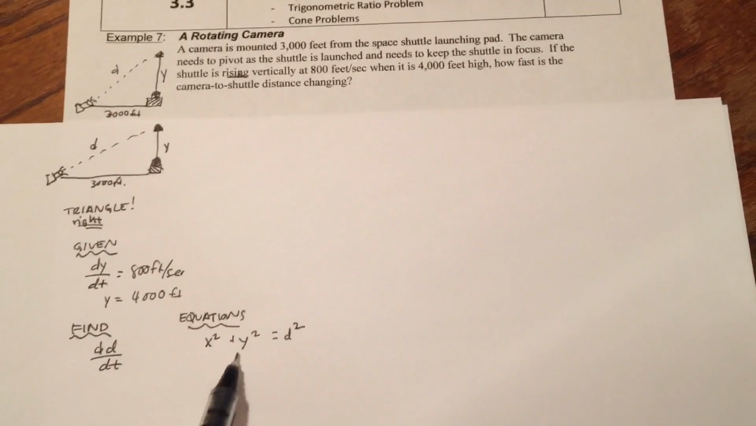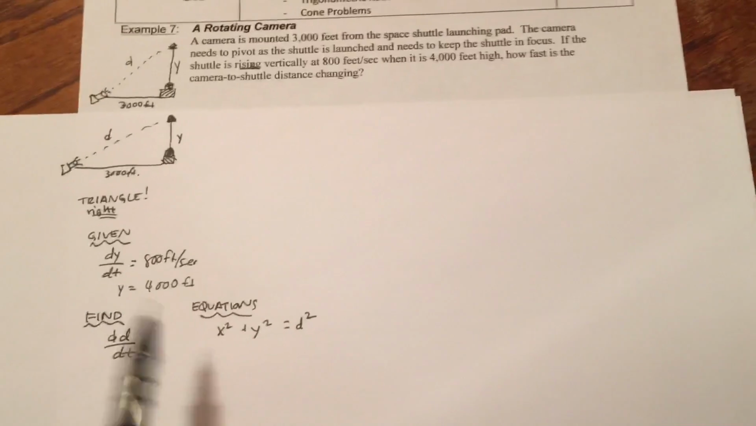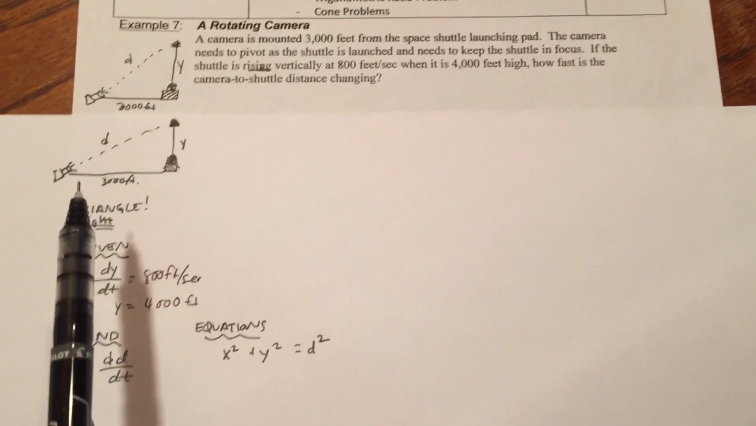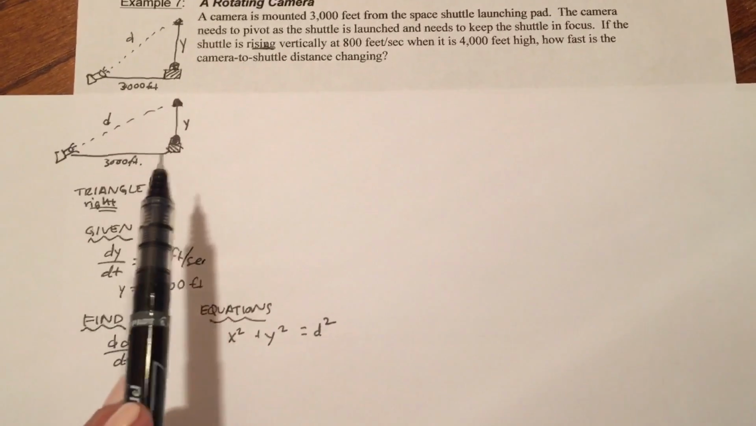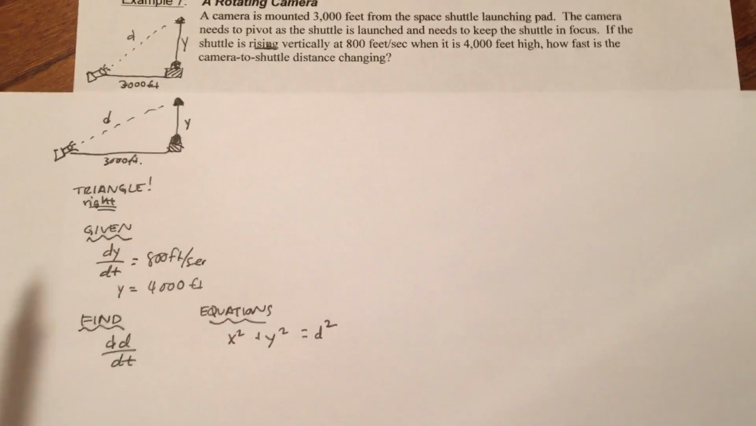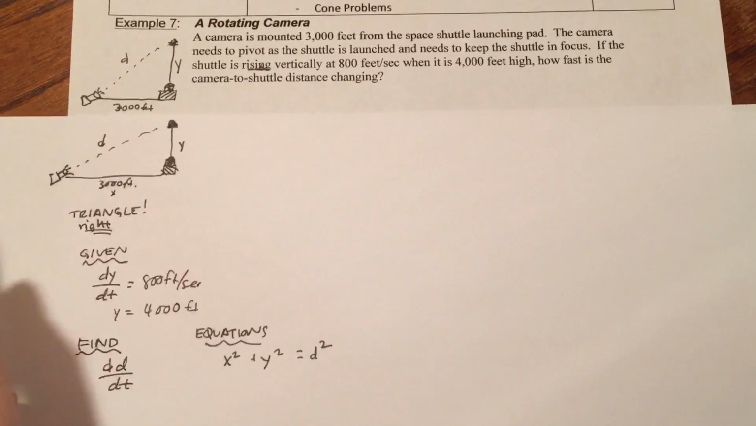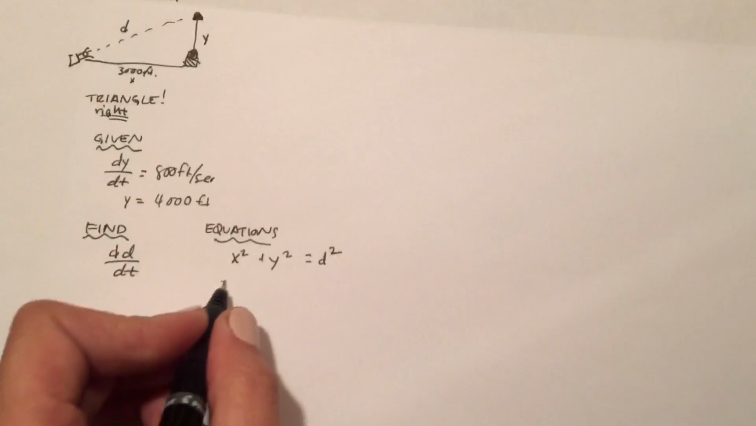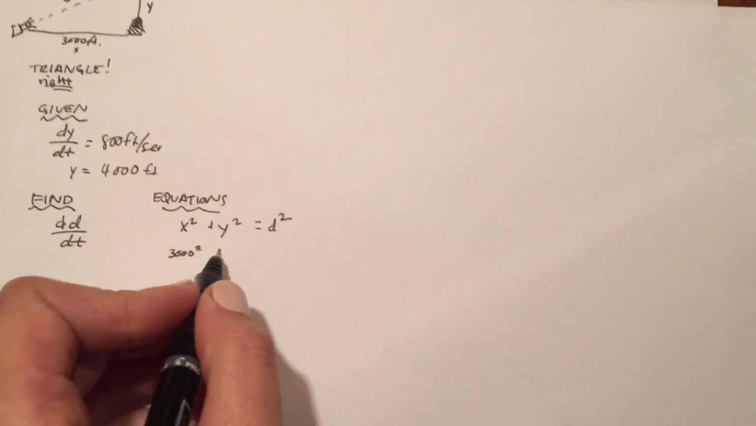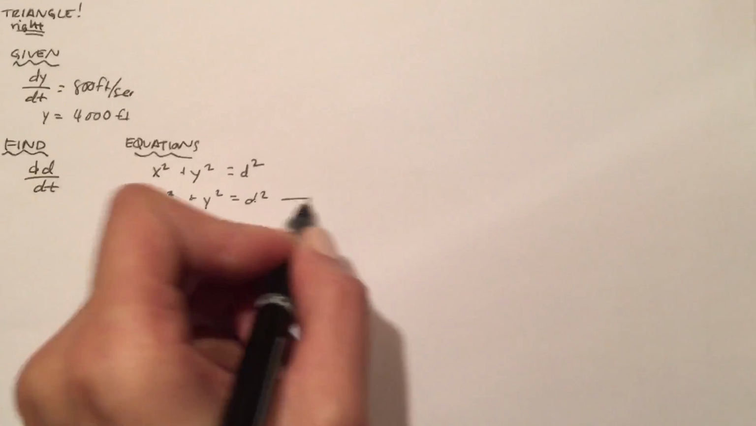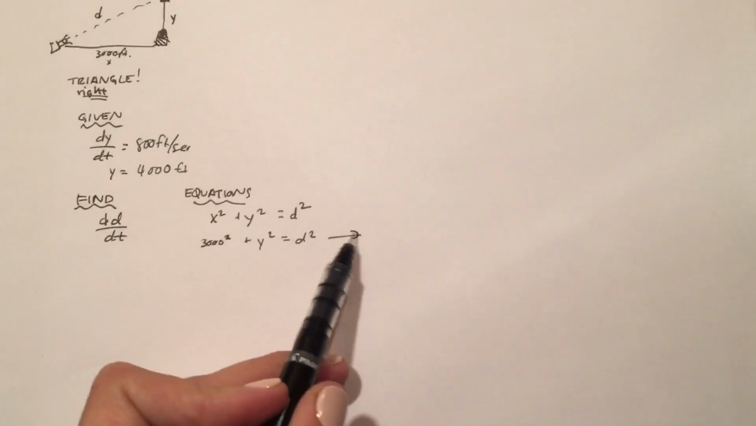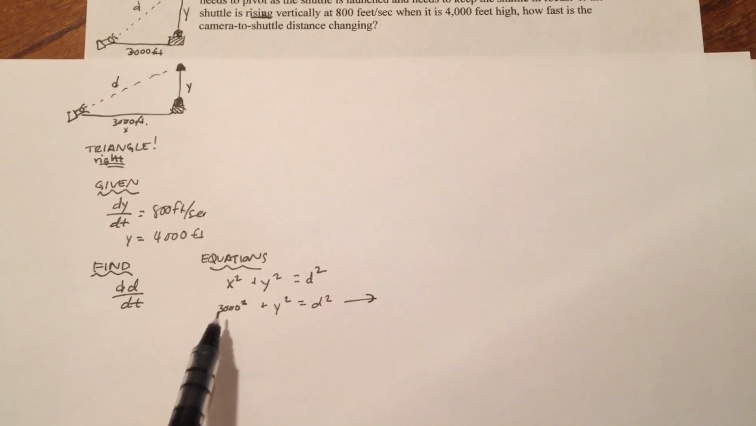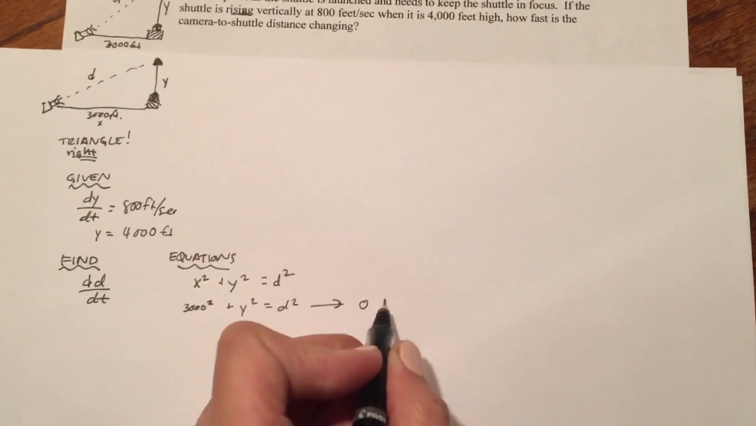But in our last example, example 6, with the ladder, we knew that the ladder was a constant distance, so when we took the derivative, we got 0. So we may as well save ourselves some time here and say x is always going to be 3,000. It's never going to change, because the launch pad and the camera are not moving. So instead of writing x squared, I'm just going to write 3,000 squared plus y squared equals d squared, because that's going to save us some time when we take the derivative. Since we're looking for dd dt, we do have to take the derivative of this. The derivative of 3,000 squared, that's just a number, is going to be 0.